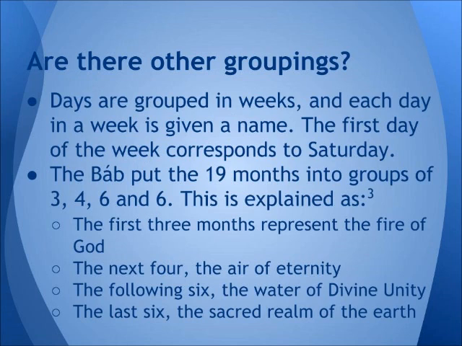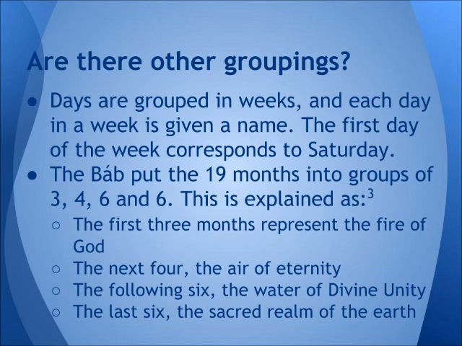Now there are some other interesting groupings. Days are grouped in weeks, just like the normal Gregorian weeks, and each day in a week is given a name. The first day of the week corresponds to Saturday. Now the Bab put the 19 months into groups of 3, 4, 6, and 6.